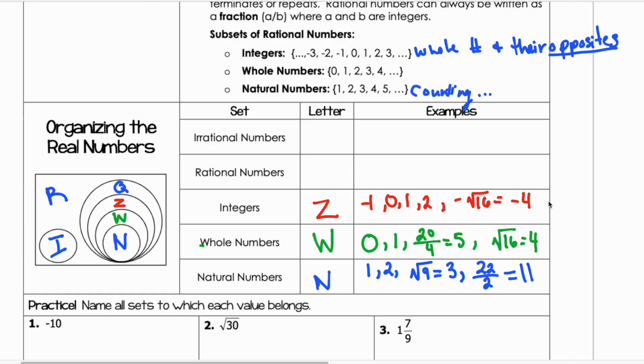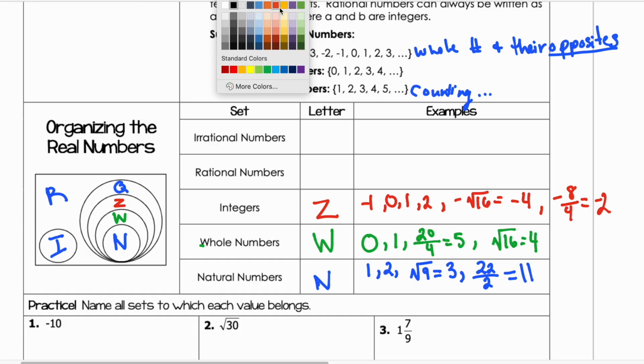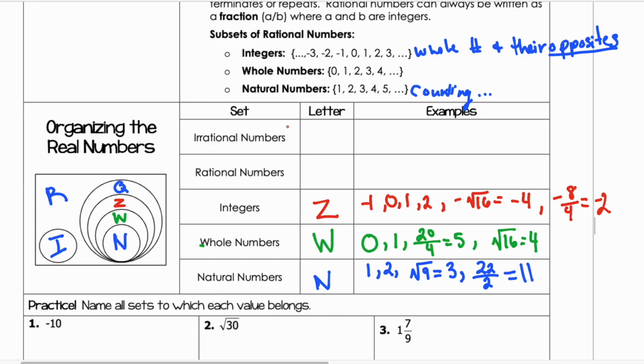That might be a good example. Or you might even see something like -8 over 4. Well, that reduces to -2, so that is also an integer. All right, rational numbers are all the other numbers that we did not talk about, all of the decimals. Let's pick a different color. Let's do orange. So the rational number symbol is Q. We talked about that already.